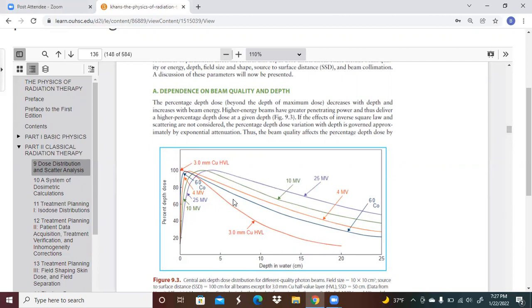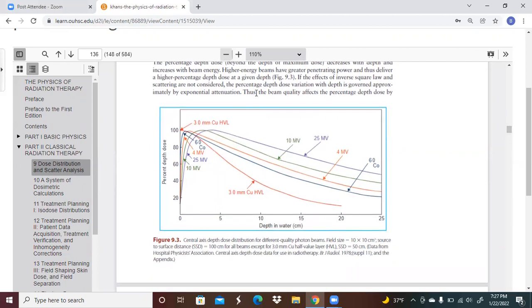So if the effects of the inverse square law and scattering are not considered, then the PDD variation with depth is governed approximately by exponential attenuation. And you'll remember those exercises back in the fall of trying to figure out what percent of the beam was actually present at a given distance into whatever it was cutting through.